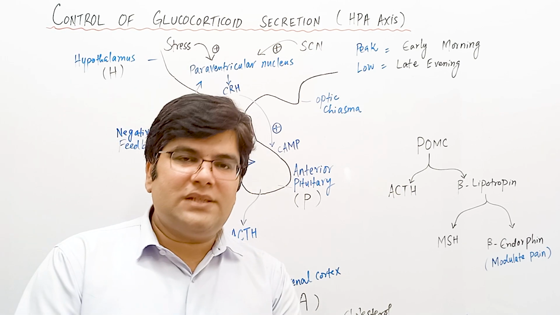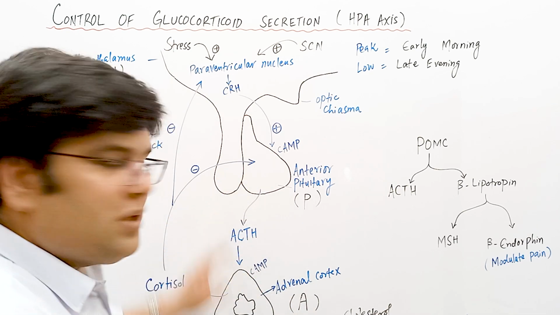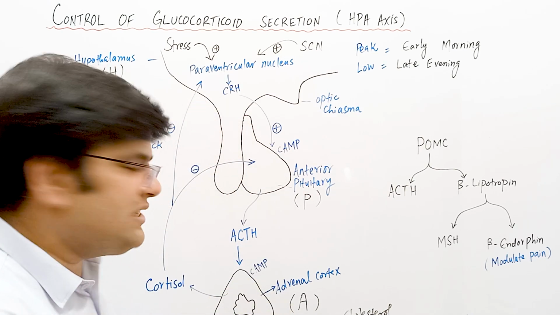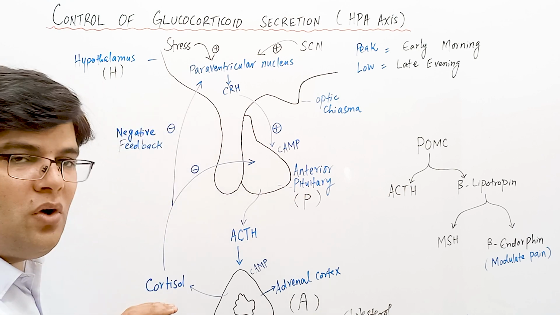The corticotroph cells of the anterior pituitary increase the production of ACTH hormone, which acts on the zona fasciculata and zona reticularis of the adrenal cortex to increase the production of glucocorticoid. And the major glucocorticoid in our body is cortisol hormone.